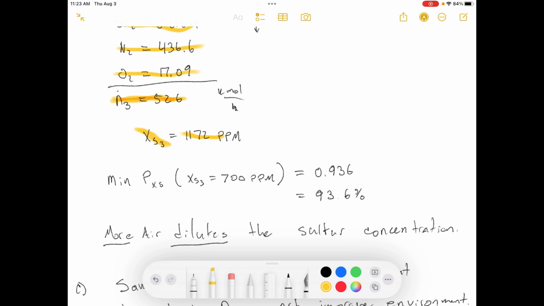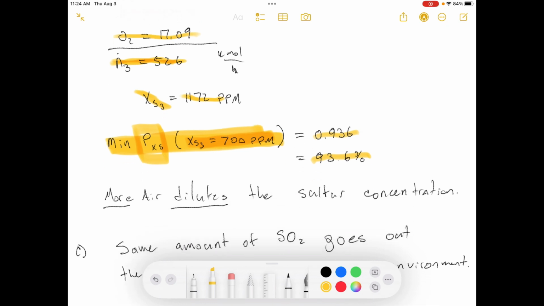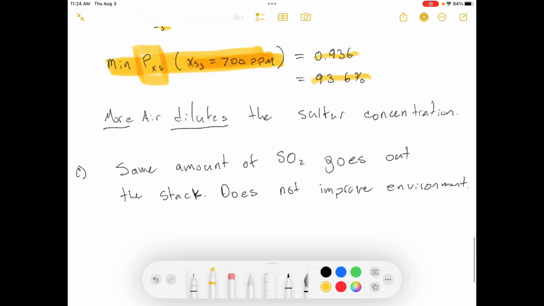So we've got our minimum excess air that gives us a ppm of 700. That equals 0.936 as a fraction, and then as a percent, it's 93.6%. That's the excess air you would need in order to dilute down to 700 ppm. So more air dilutes the sulfur concentration.